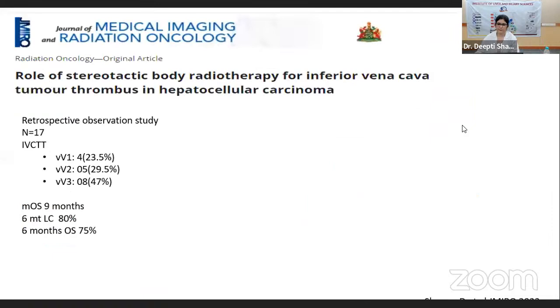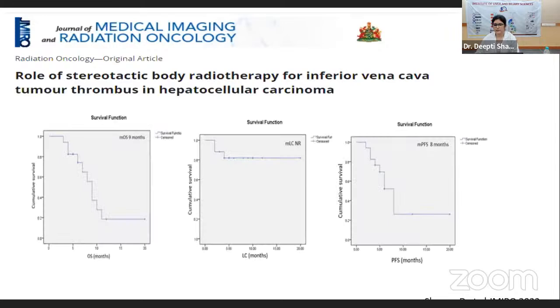Now, is there any role of SBRT in inferior vena cava tumor thrombosis? This is another paper published from our institution where SBRT is used for IVC tumor thrombosis, and 8 patients out of 17 had the tumor thrombosis up to the right atrium. So the radiation was given up to that extent. During the follow-up, we have a median overall survival of 9 months. Median local control is not reached. At 1 year, it was 80%, and median progression-free survival was 8 months.